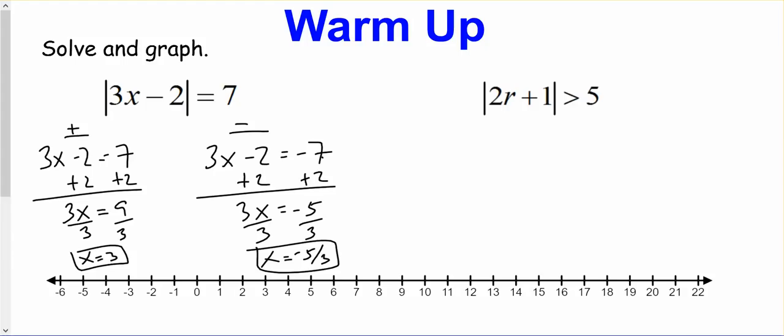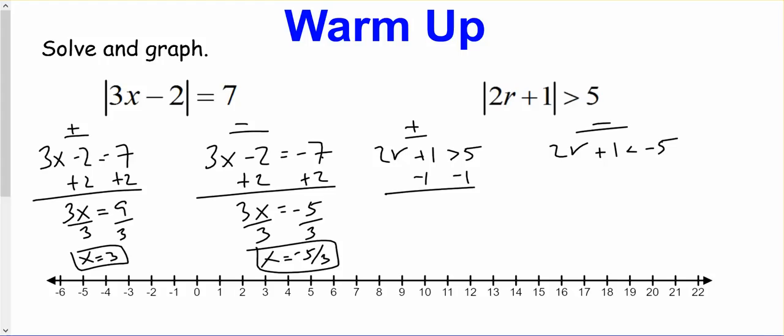For our absolute value inequality, we do the same thing. Positive side, 2r plus 1 is greater than 5. And our negative side, 2r plus 1 is less than negative 5. We'll subtract 1. 5 minus 1 is 4. Divide by 2. And we get r is greater than 2.